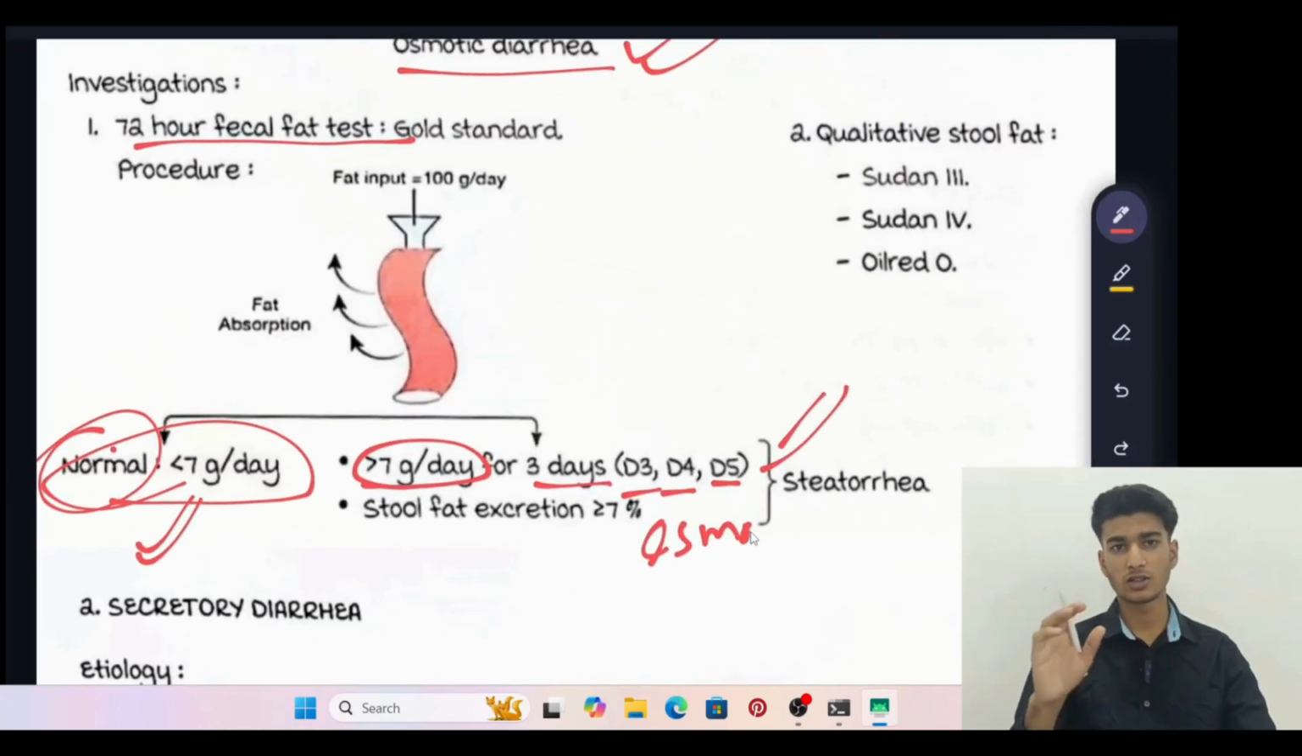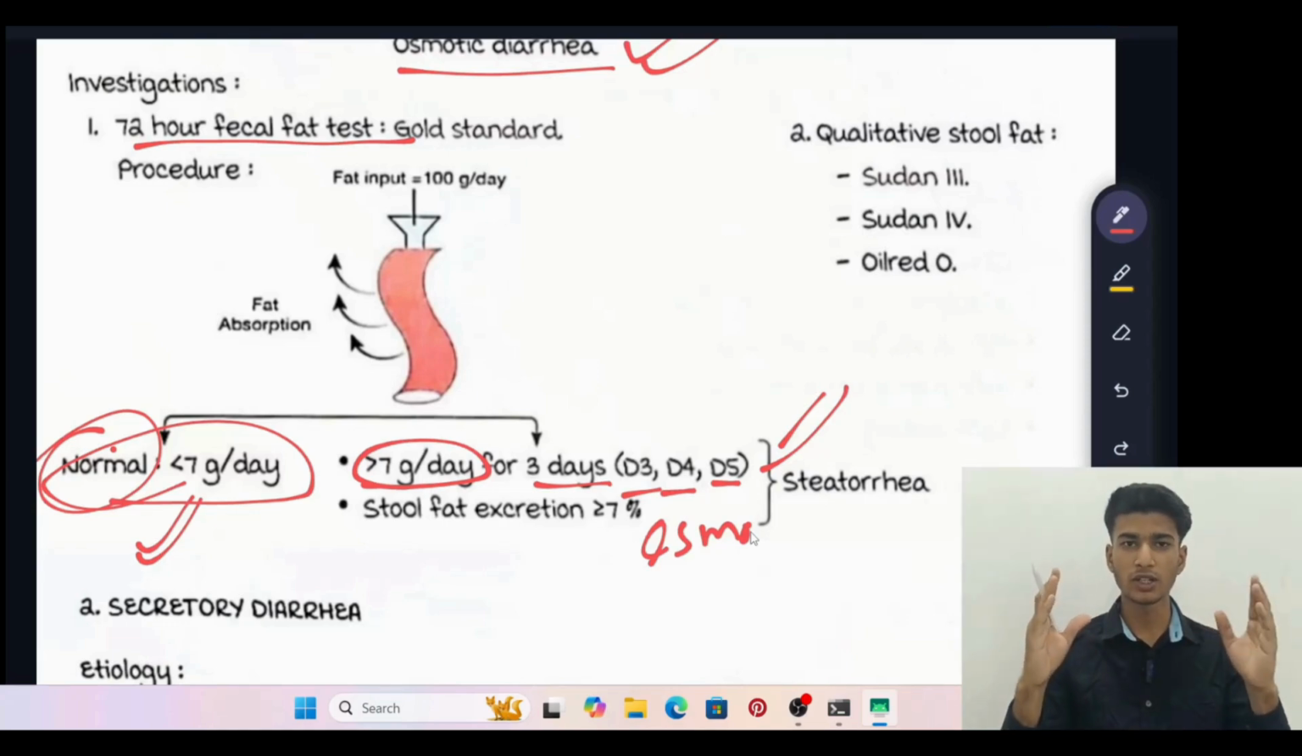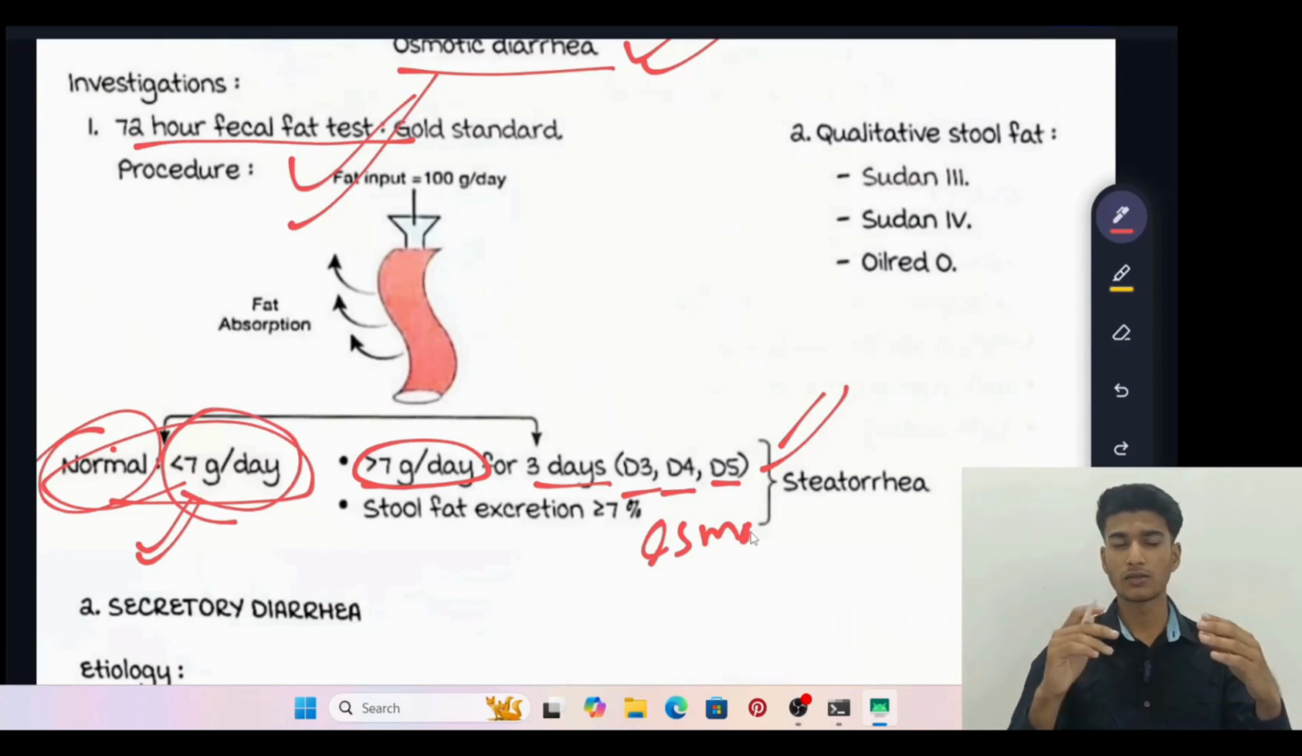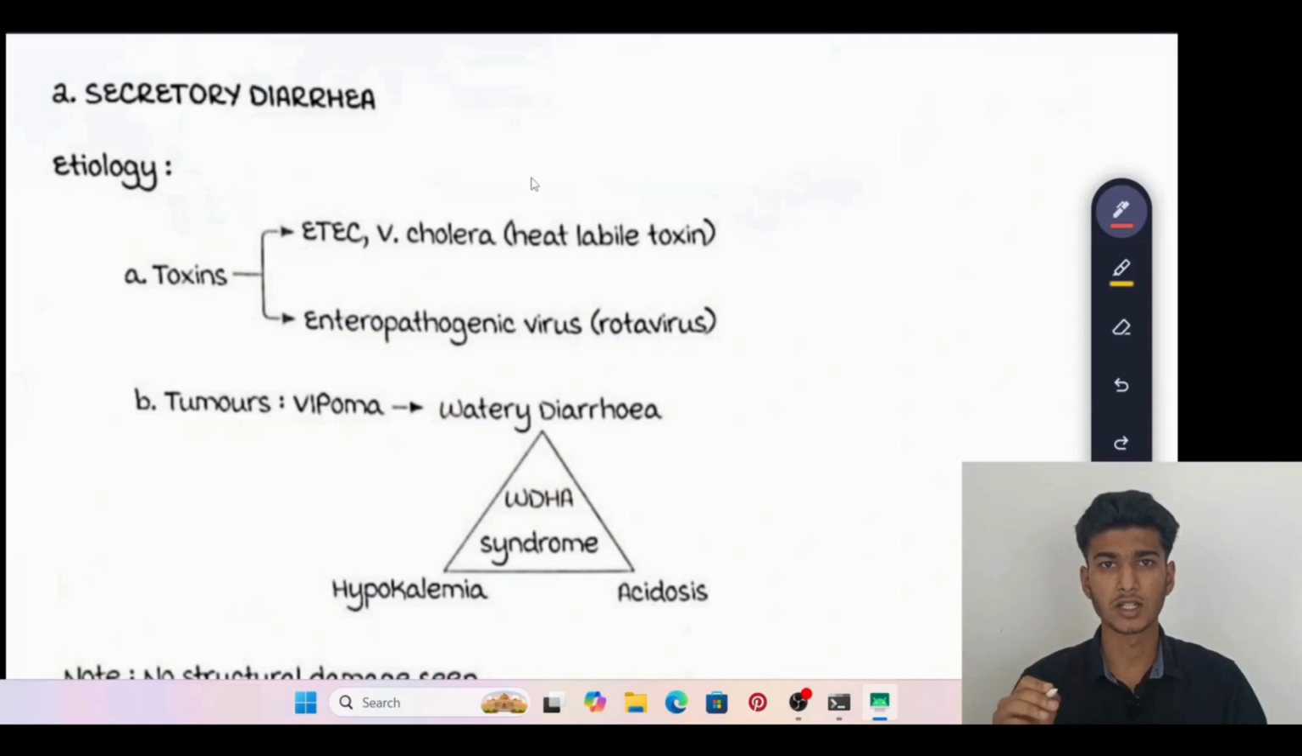And if your investigation for osmotic diarrhea comes out negative, and the person has been suffering for more than 4 weeks, you should ask the patient what the duration of his diarrhea is. He will tell you that he has been suffering from diarrhea for more than 4 weeks. Okay, you get to know that it might be osmotic diarrhea. But in this fecal fat test, you saw that the fat is less than 7 gram per day. Now what will you do? You will move on to the second investigation, secretory diarrhea.